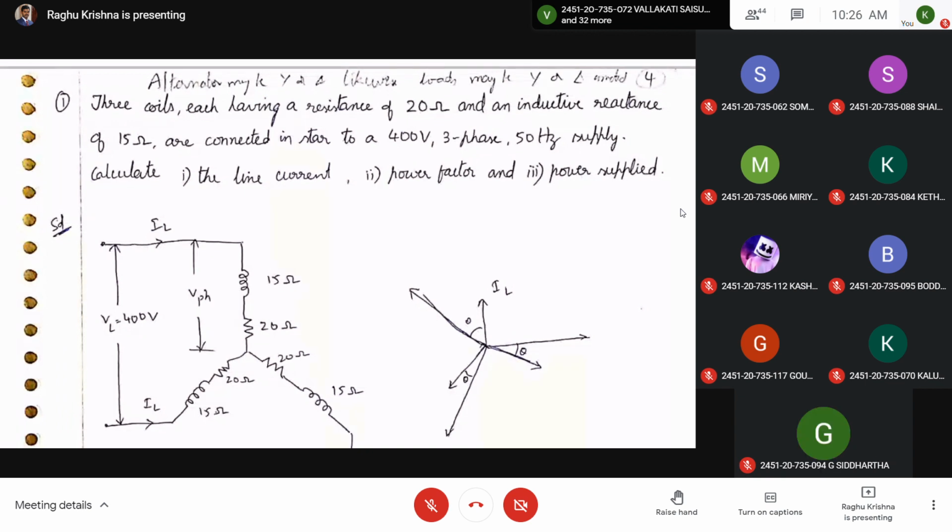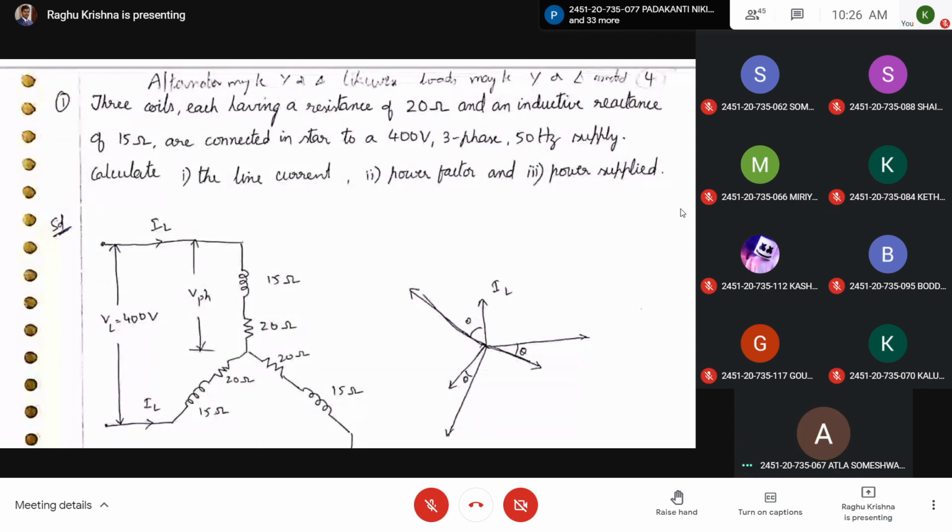What is inductive reactance? Which symbol is used to express inductive reactance? X suffix L. XL is used to represent inductive reactance. So inductive reactance is given as 15 ohms.